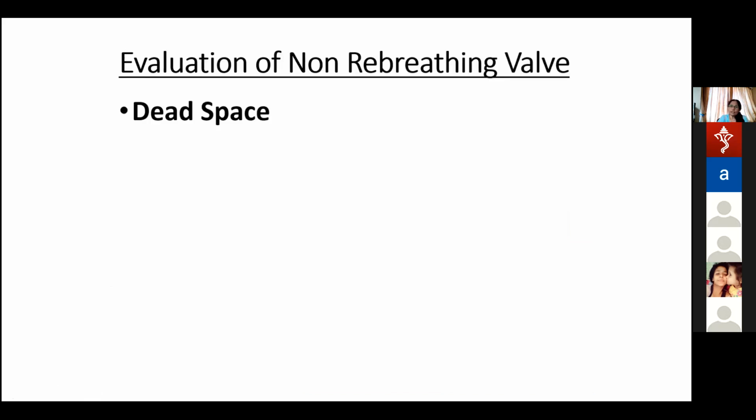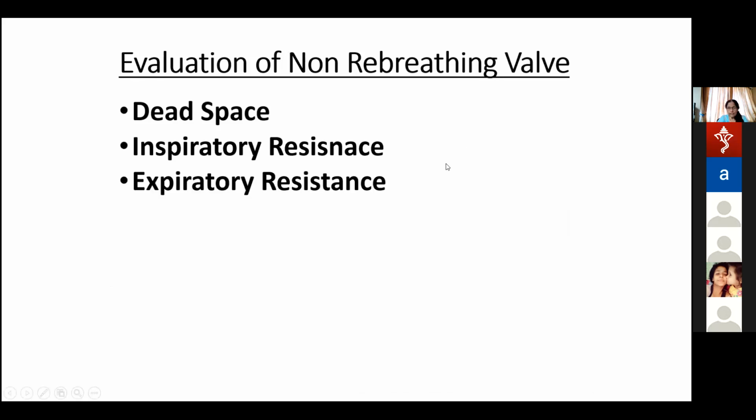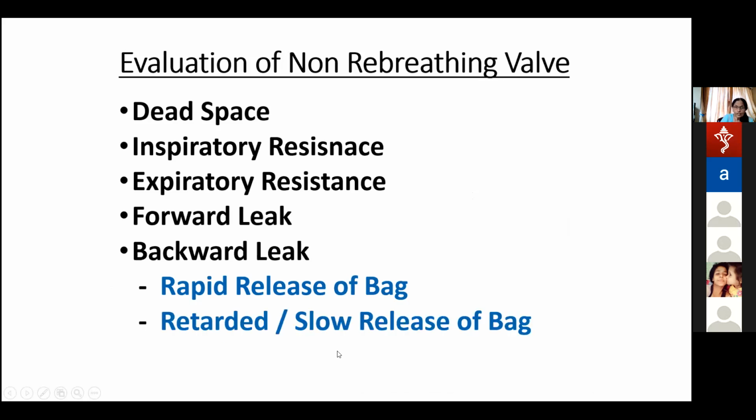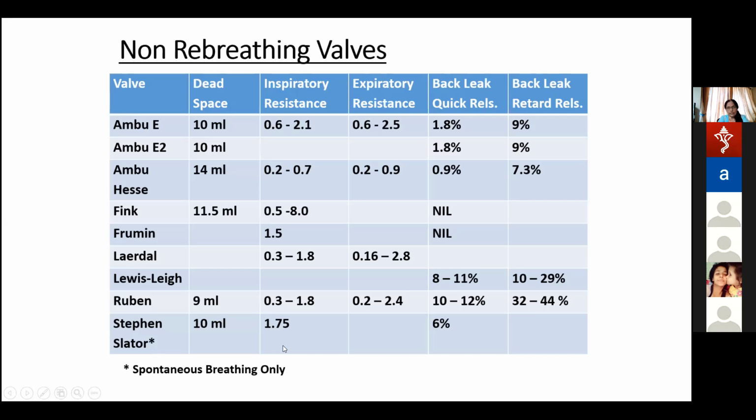Now, how do you evaluate a non-rebreathing valve? You must know the dead space, inspiratory resistance, expiratory resistance, forward leak, and backward leak. Now, what is backward leak? You can have control over backward leak, not forward leak. If there is rapid release of the bag, meaning you are controlling the patient's respiration and you rapidly release it, the backward leak is less. If you release very slowly, then backward leak may be more. So the release of the bag will decide how much is the backward leak.